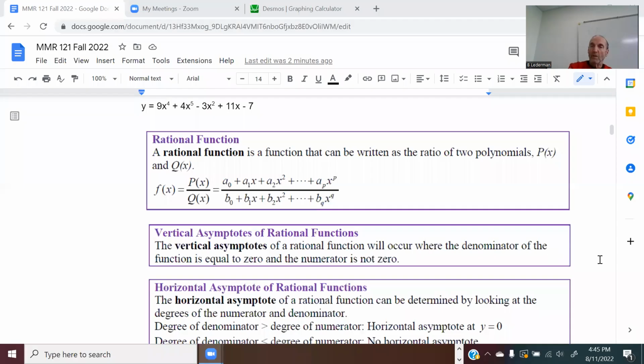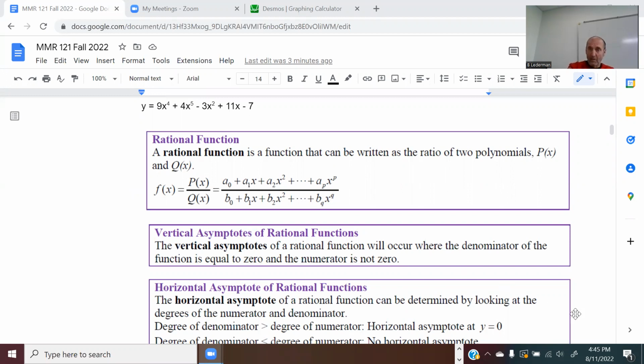Okay, so now I just want to lay a couple of definitions on you and then do one last little example. So a rational function, as I said, just kind of reviewing, is a polynomial on top and a polynomial on the bottom, like a fraction with two polynomials. Vertical asymptotes come when the denominator is equal to 0 and the numerator is not 0. That's when you get a vertical asymptote.